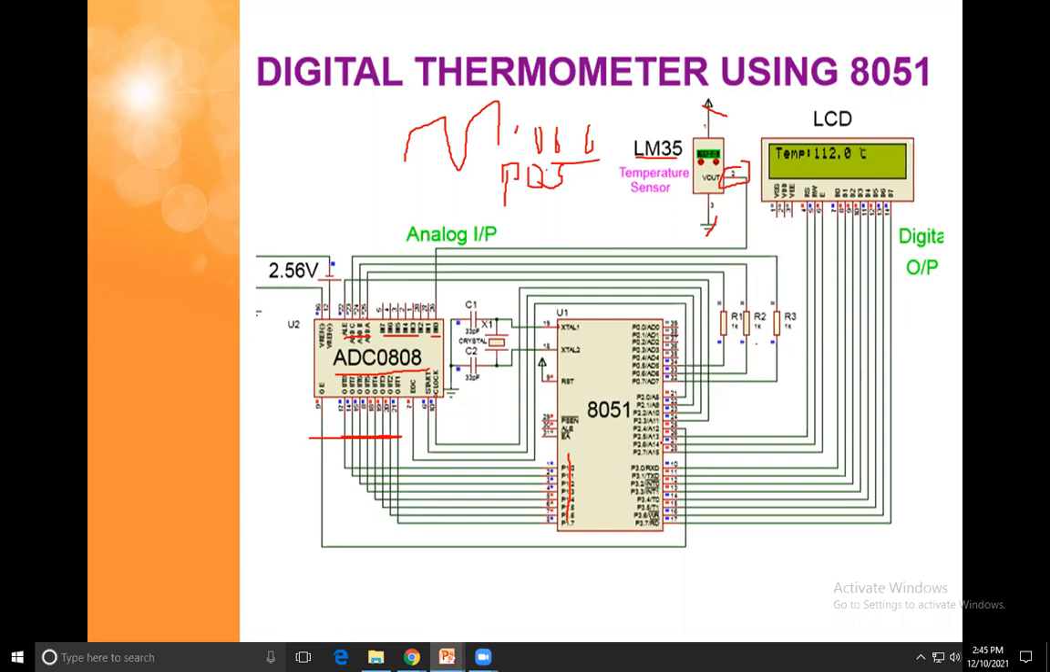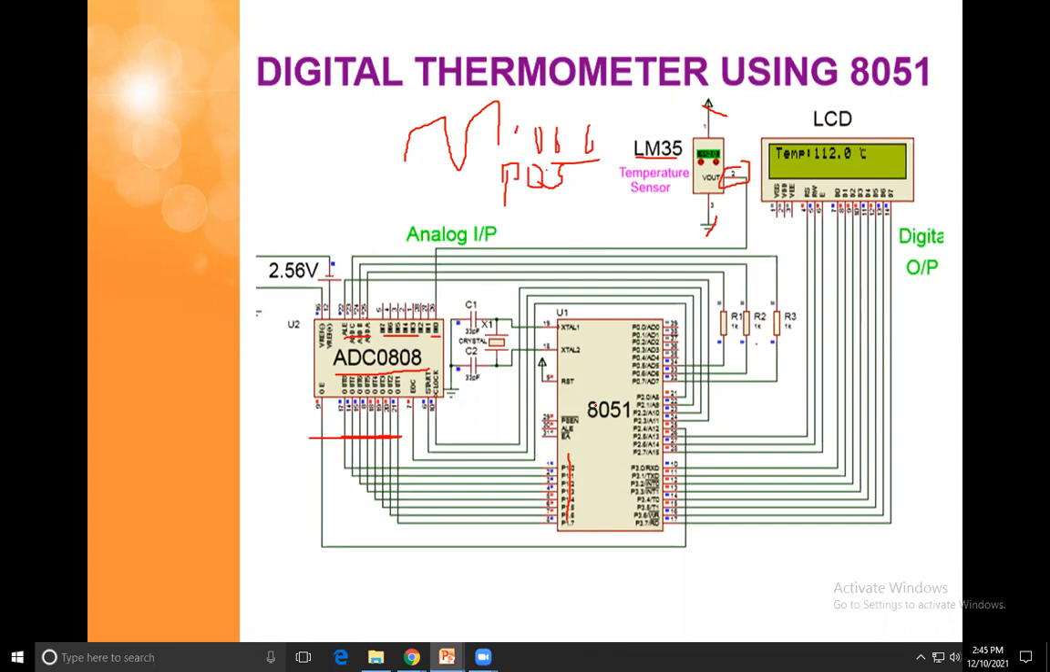This digital form is given to the 8051. So you convert the analog to digital, and this digital form is connected to port number one of the 8051. So the output is coming on port one.